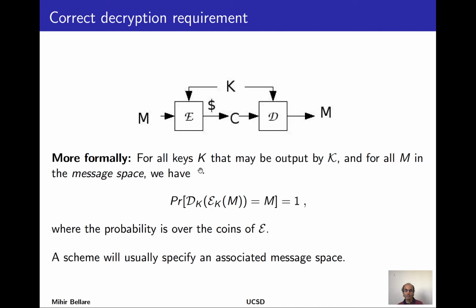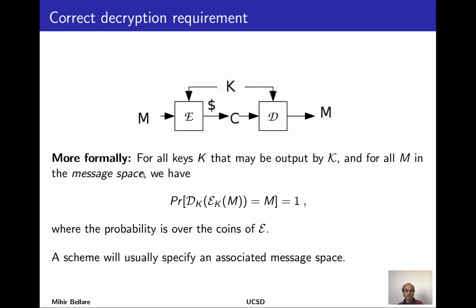Here it is more formally: for every possible choice of key that may be output by the key generation algorithm, meaning has some positive probability of being output, and for all messages M, what happens if I encrypt under the key the message to get a ciphertext and then decrypt? I should get back M. This says that it happens always by saying it happens with probability 1. Why a probability? Because encryption may be randomized, so there's something over which to take a probability.